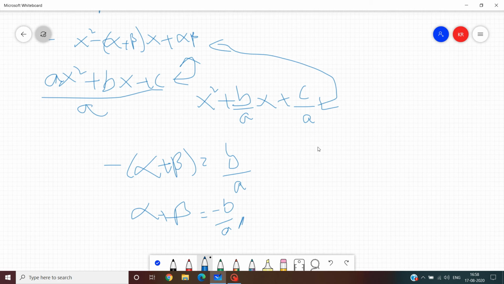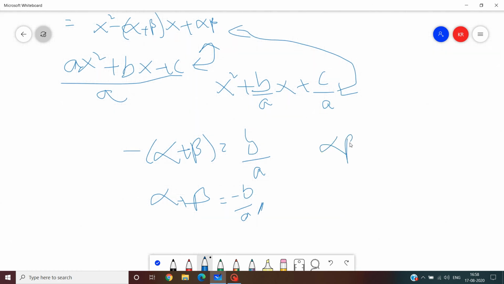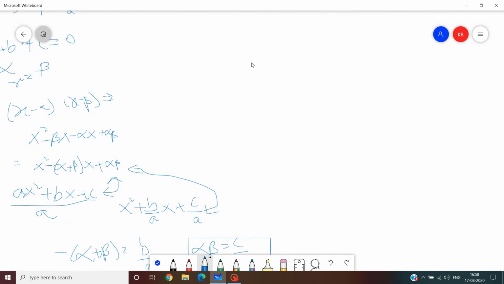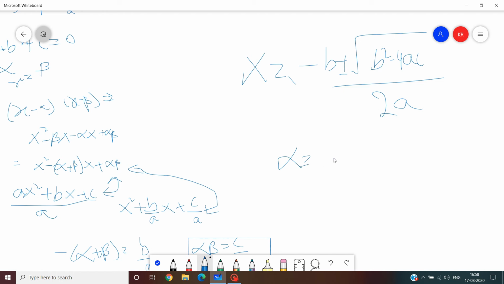And check here, c by a is equal to alpha beta, alpha beta is equal to c by a. Now let's do it in a generalized form from the non-monic equation. x is equal to minus b plus or minus root over b square minus 4ac divided by 2a. So that means we have two roots: minus b plus discriminant, minus b minus discriminant. Okay, so then alpha will be minus b plus root over b square minus 4ac divided by 2a.